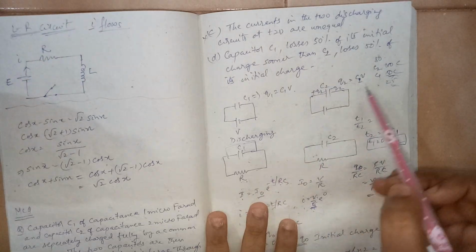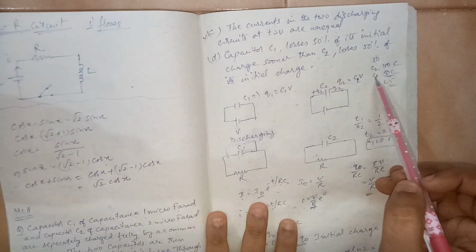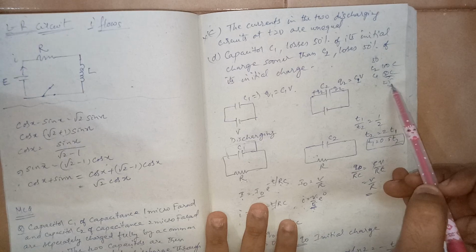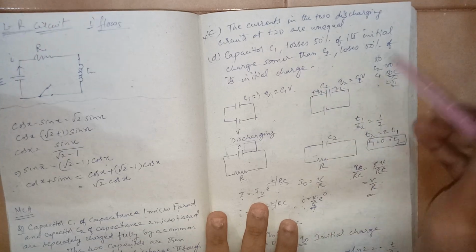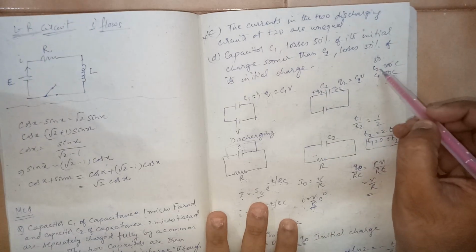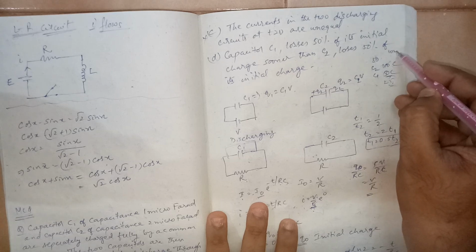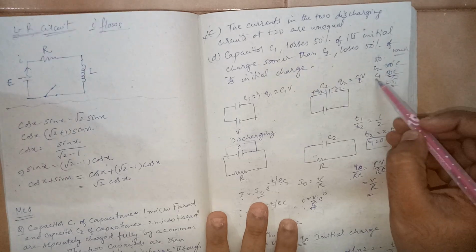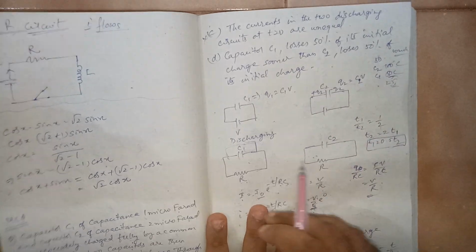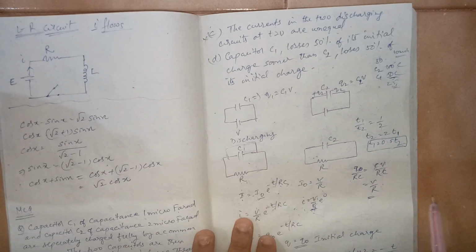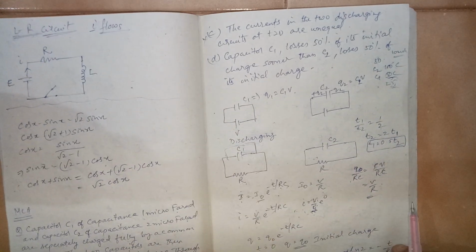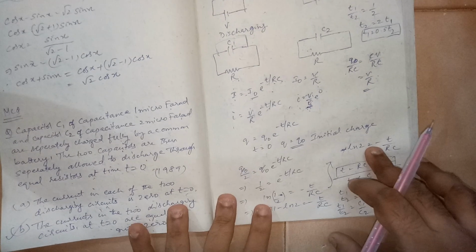So what he says is C1 losing 50% of charge will be sooner than C2. Let us say C2 takes 10 minutes, then C1 will take less than 10 minutes. That is what this option says. We need to verify that statement. How do we do that?